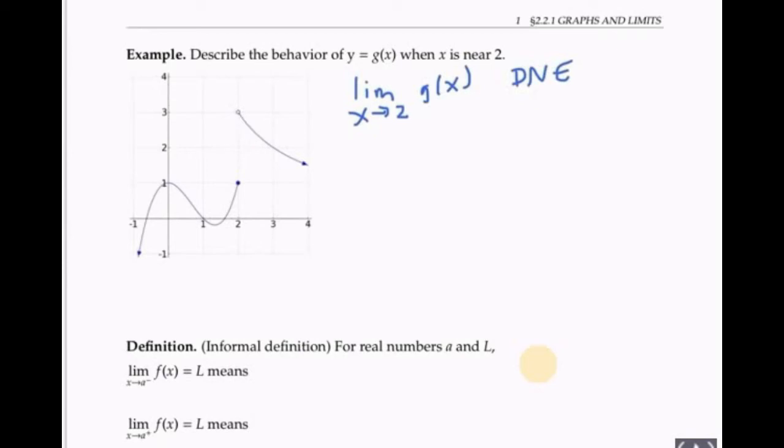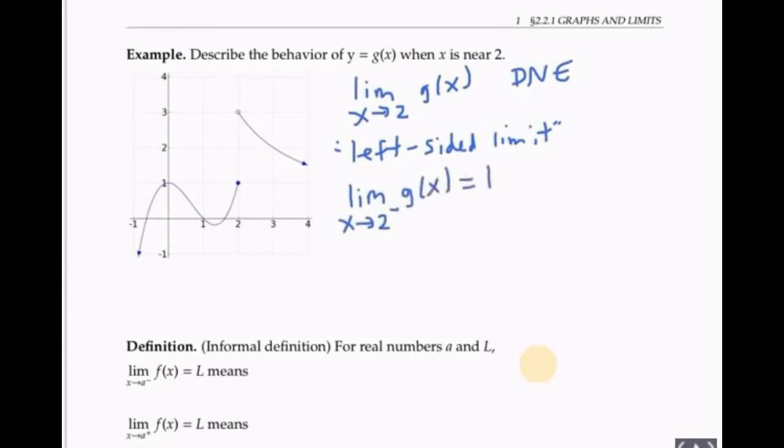Although the limit does not exist, we can say that the left-sided limit exists, and we write this as the limit as x goes to 2 from the left of g(x) is equal to 1. The superscript minus sign here means that x is going to 2 from the left side. In other words, the x values are less than 2 and approaching 2.